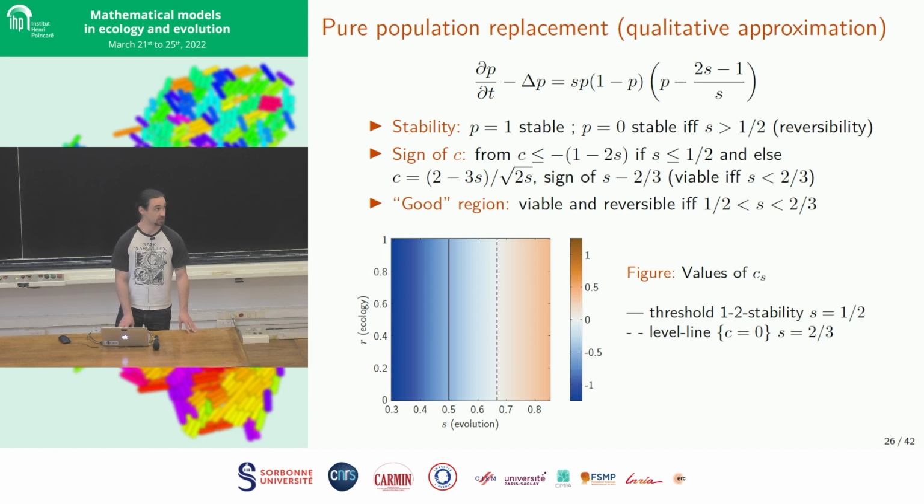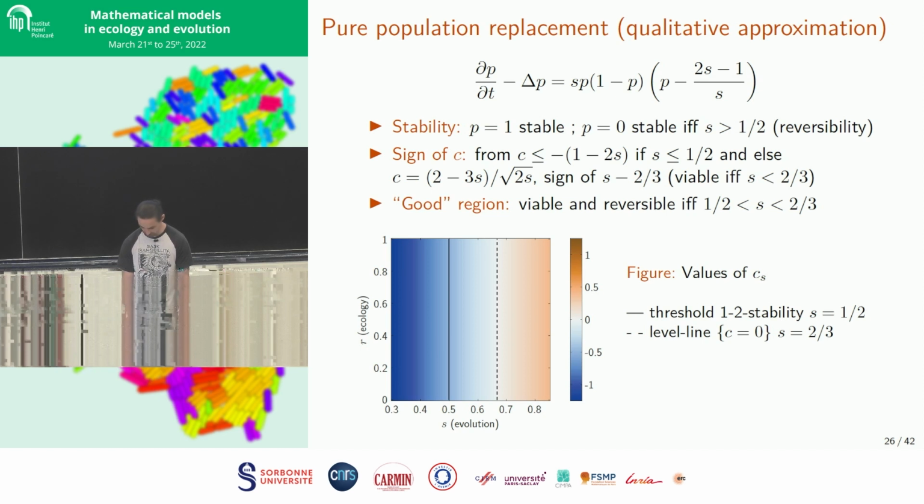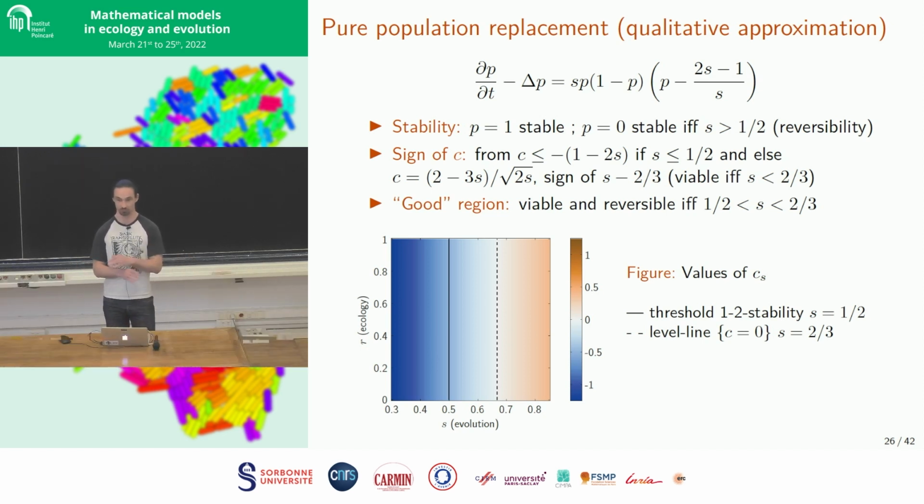The sign of the speed is completely known, actually, for the cubic equation, and it's exactly the sign of s minus 2/3. So if s is smaller than 2/3, you have invasion of the drive, and if it's larger, you have reinvasion of the wild type. And so the good region, so the region where the drive is viable and reversible, is between 1/2 and 2/3 for the fitness cost. Obviously, on this heat map, nothing depends on R because there is no effect of the population dynamics. There is only population genetics for this replacement wave.